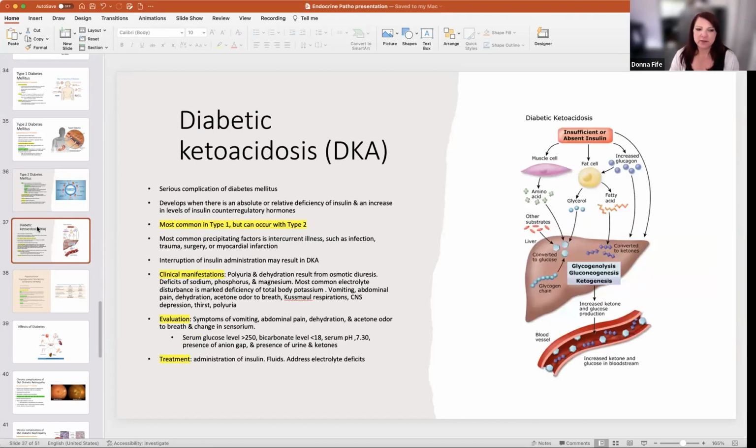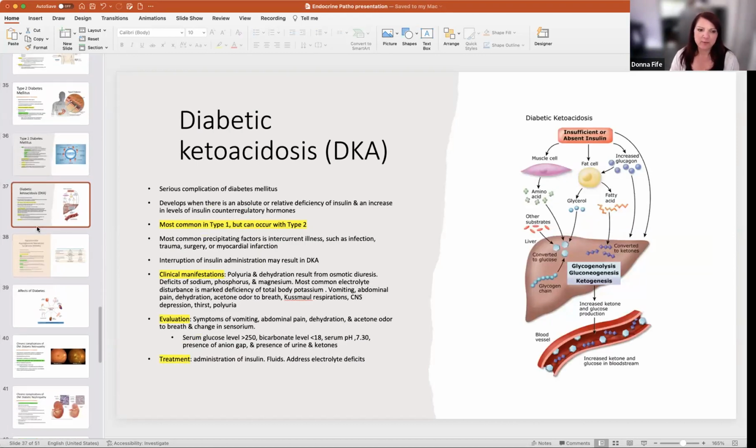Now, diabetic ketoacidosis is a serious complication of diabetes mellitus, and this develops when there is an absolute or relative deficiency of insulin and an increase in levels of insulin counter-regulatory hormones. This is most common with type 1 diabetes, but can also occur with type 2. The most common precipitating factors include intercurrent illness, such as an infection, trauma, surgery, or myocardial infarction. Interruption of insulin administration may also result in DKA.